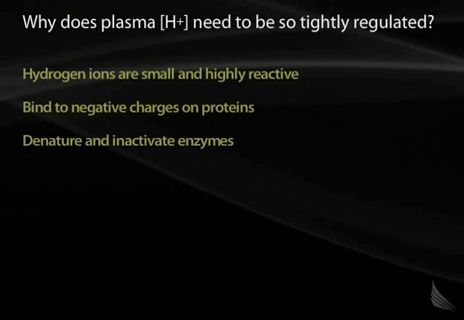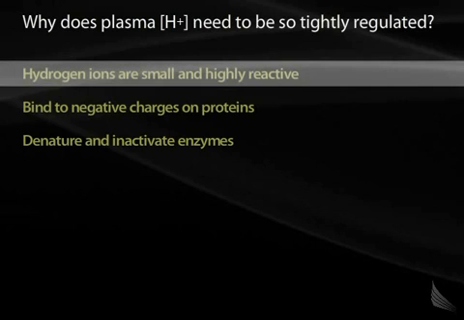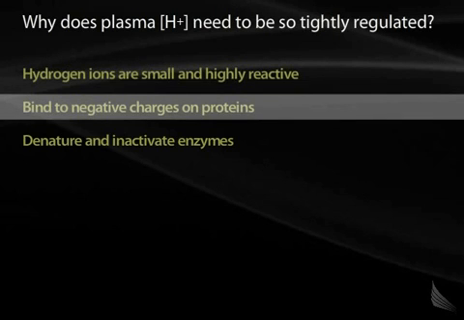Body pH and plasma hydrogen concentration need to be tightly regulated because normal enzymatic function occurs best within a fixed range of pH. Further, hydrogen ions are small and highly reactive. They can quickly bind to negative charges on proteins, leading to denaturation and inactivation of essential enzymatic function.